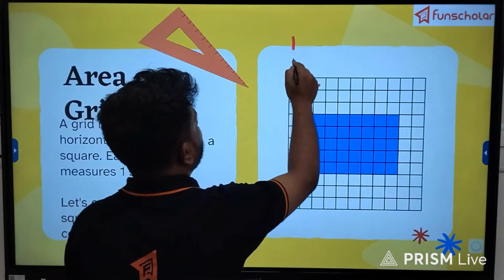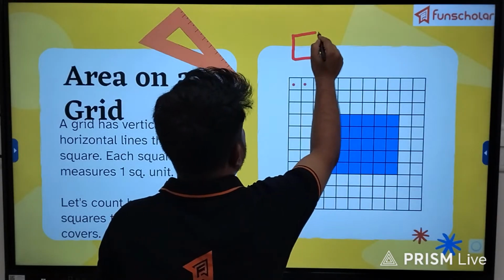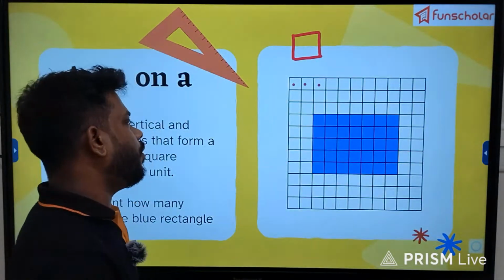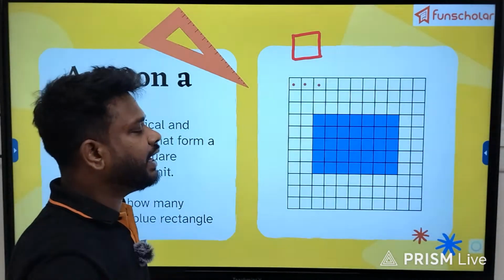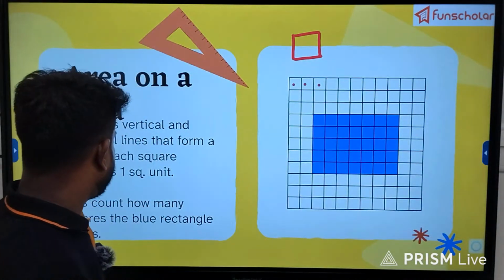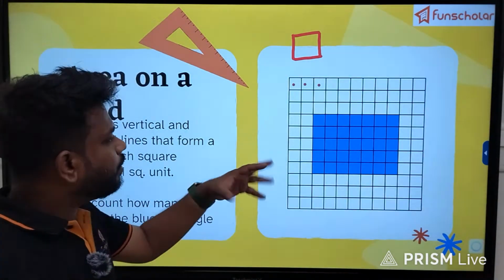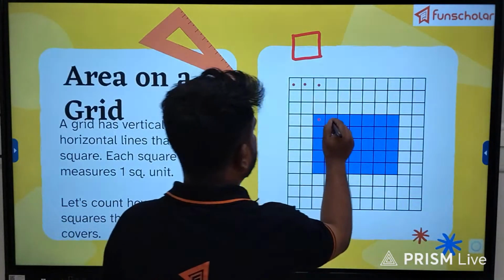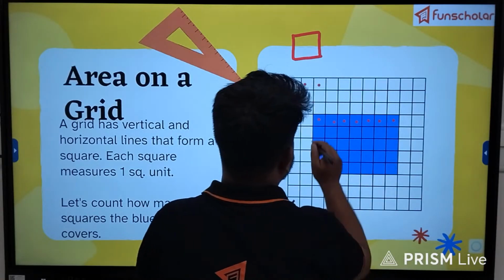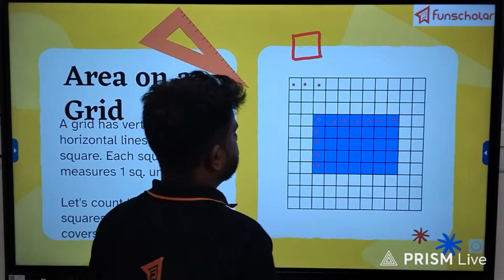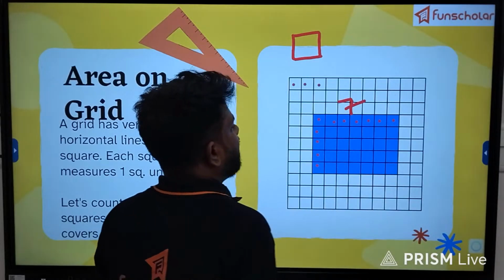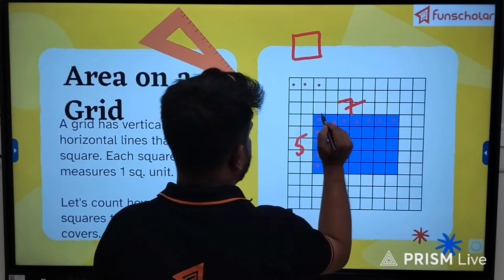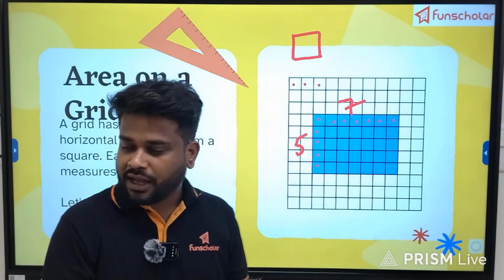That means the length will be 1 and the breadth will also be 1, or for squares we call them sides. So all sides are of 1 unit, and their area will be 1 square unit. Talking about the grid, we have 1, 2, 3, 4, 5, 6, 7, and 1, 2, 3, 4, 5. So it has 7 as the length and 5 as the breadth. So this one is a rectangle.